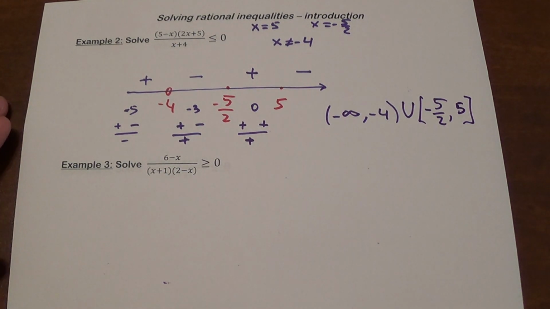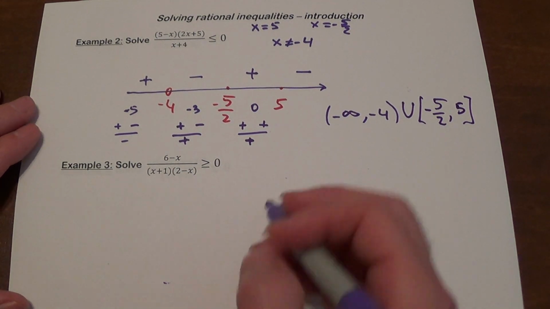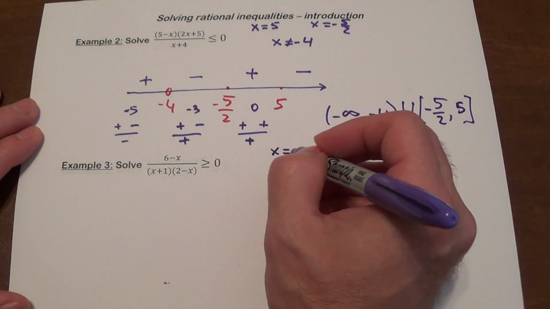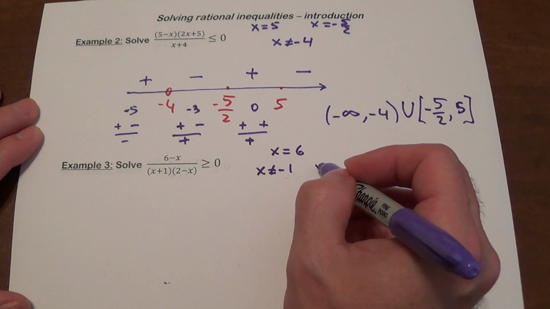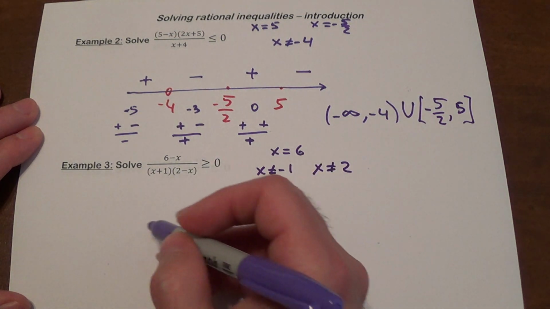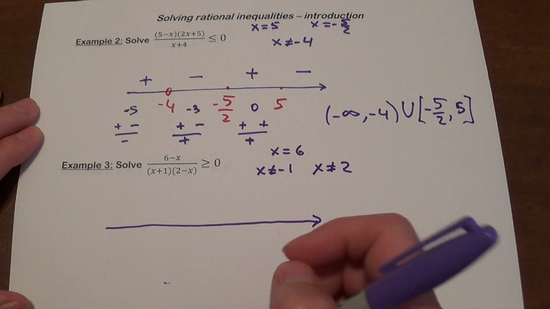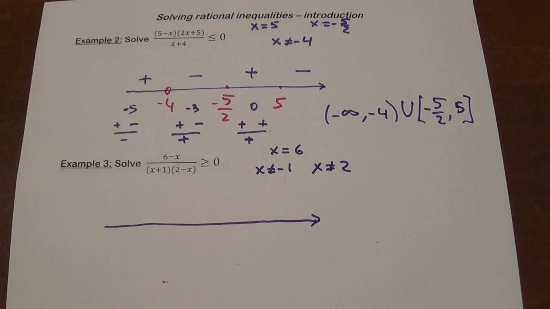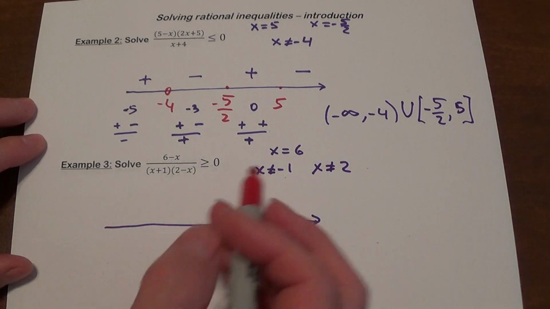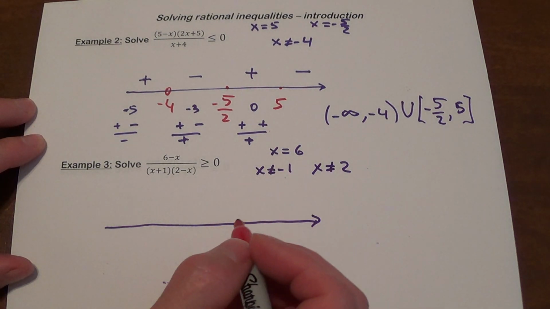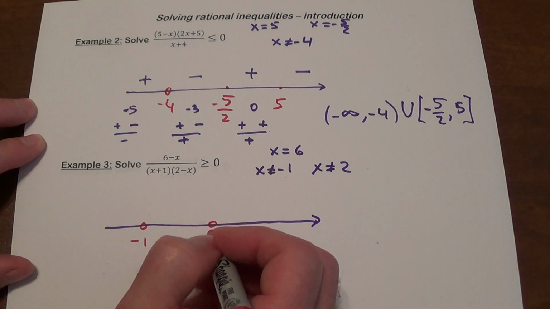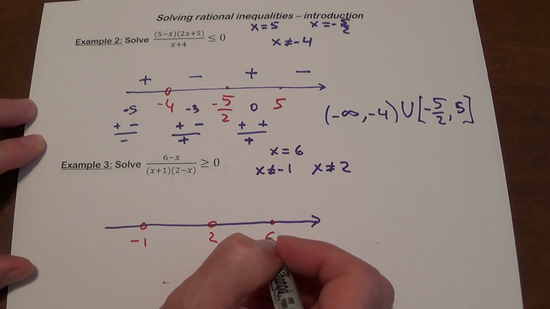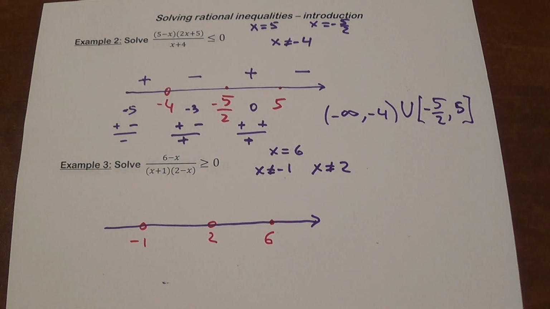Okay. Next problem. So our 0 here is going to be x equals 6. Our excluded values, we cannot have negative 1 and we cannot have 2. Number line, plot the points. So let's see, the 2 points here will be excluded because they're open. So we're going to have negative 1 here, we're going to have 2, and we're going to have 6. 6 does not have to be open.